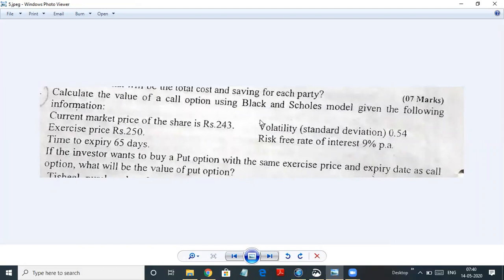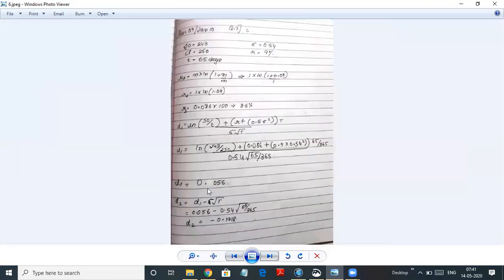Calculate the value of a call option using Black and Scholes model. Given the following information, so current price of the share S0 243, exercise price 250, time to expiry 65 days, volatility 0.54, which is standard deviation, and risk-free rate of interest is 9%. The investor wants to buy a put option with the same price and expiry date as call option. What will be the value of a put option? So here they've asked you to find the value of a put option.